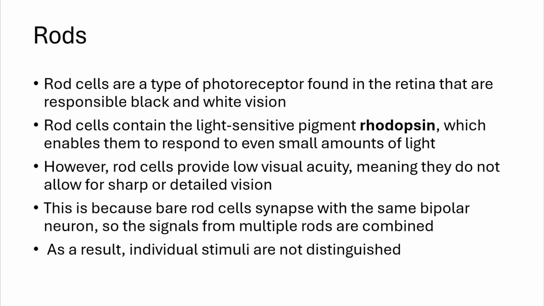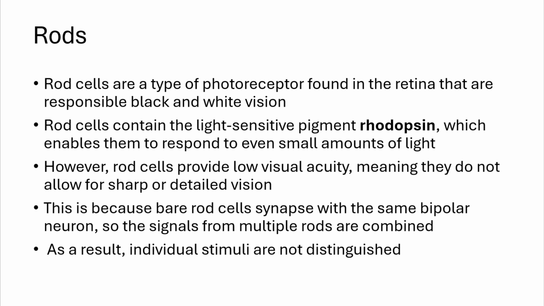So when light hits it, the rhodopsin is going to break down, and that's what enables it to respond. It does this even in small amounts of light. That's why in the dark you can still see, but it's black and white, because these rod cells can work even in small amounts of light. However, rod cells provide low visual acuity, meaning that they do not allow for sharp or detailed vision. That's why at nighttime you can't really see properly, because only the rod cells are responding. You get what I'm saying?